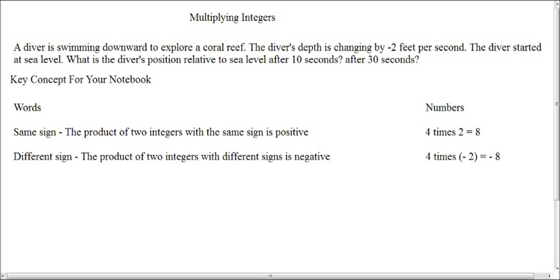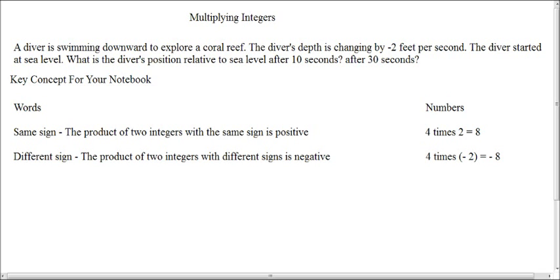So something we need to know before we even attempt to work this problem is, when you multiply integers and they have the same sign, the product of two integers with the same sign is always positive. An example would be 4 times 2, which will give you a product of 8. Now, if they have different signs, then the product will be negative, such as 4 times a negative 2, which equals negative 8.